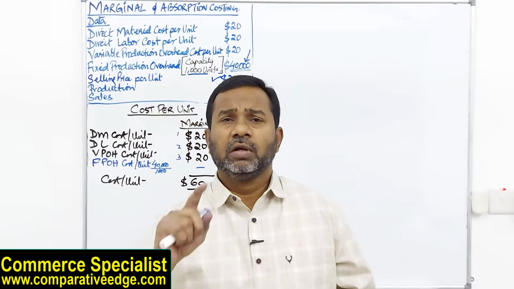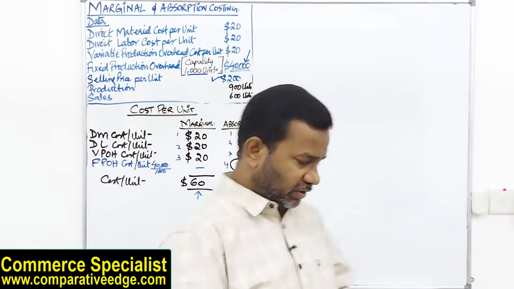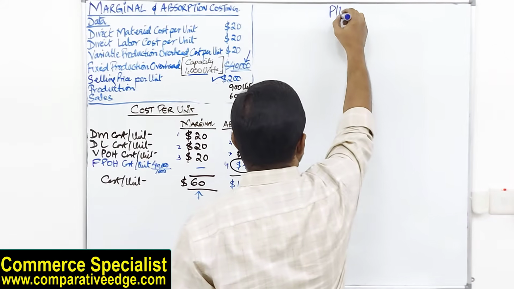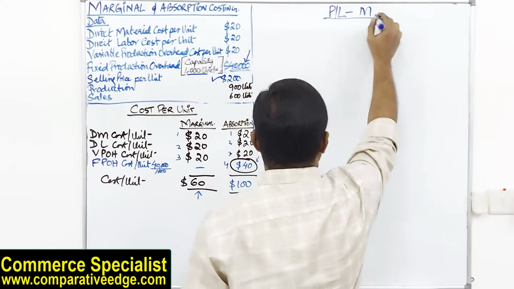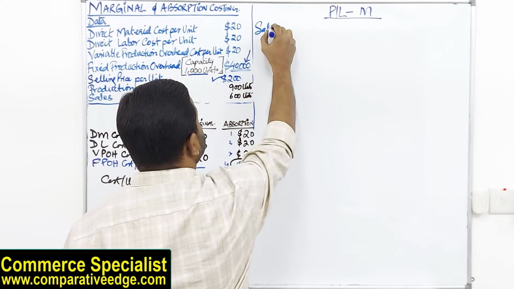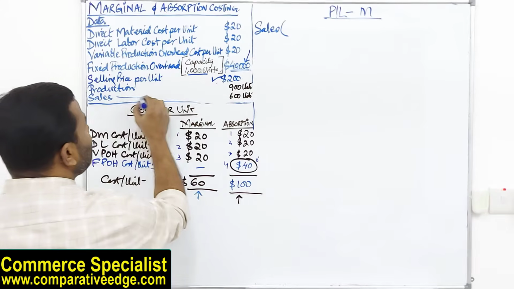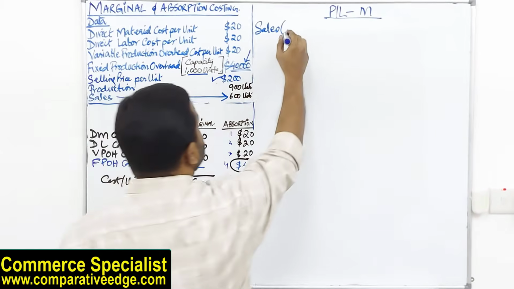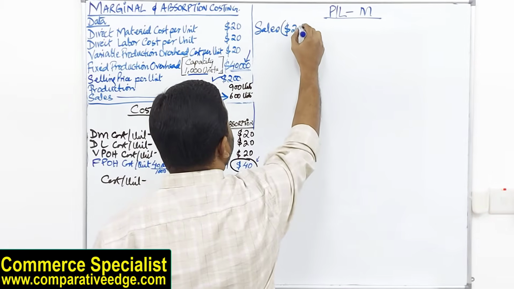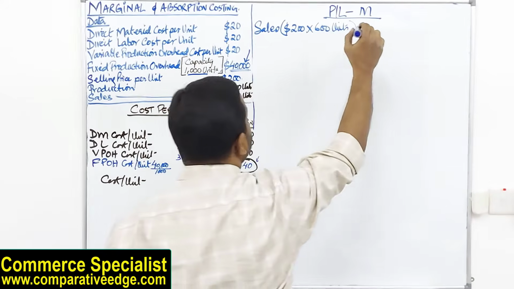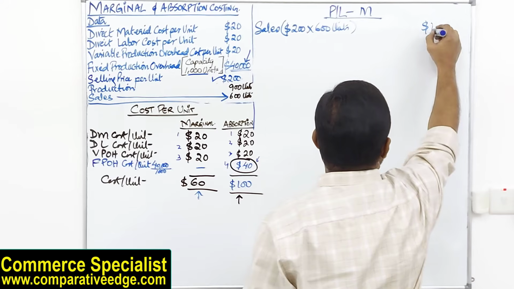Let's talk about calculation of profit and loss under marginal costing. We start off with sales as usual. We are selling how many units? Please note, we are selling only 600 units. So selling price per unit is the same as before, 200, and we are selling 600 units. So the sales comes to 120,000.